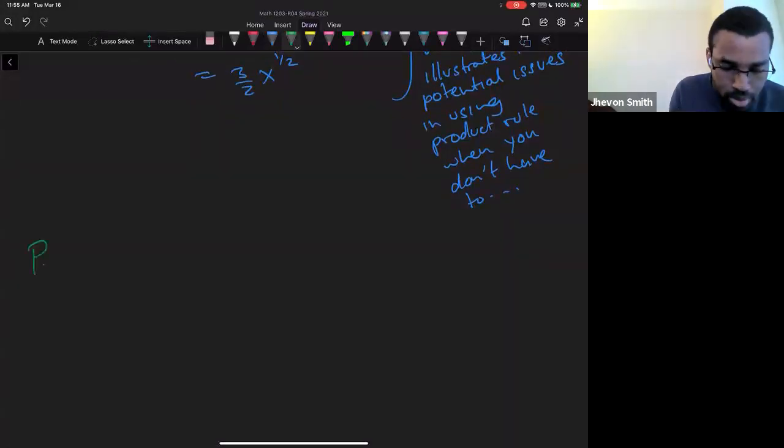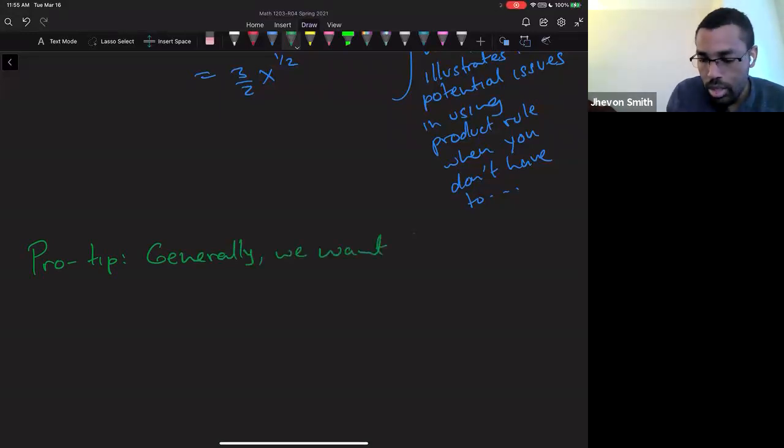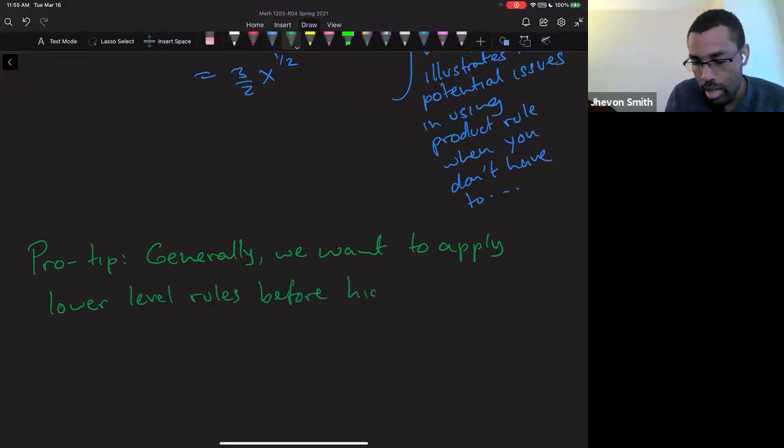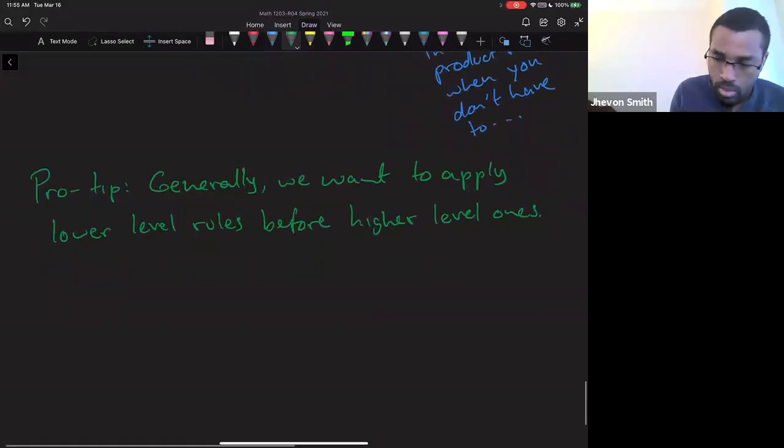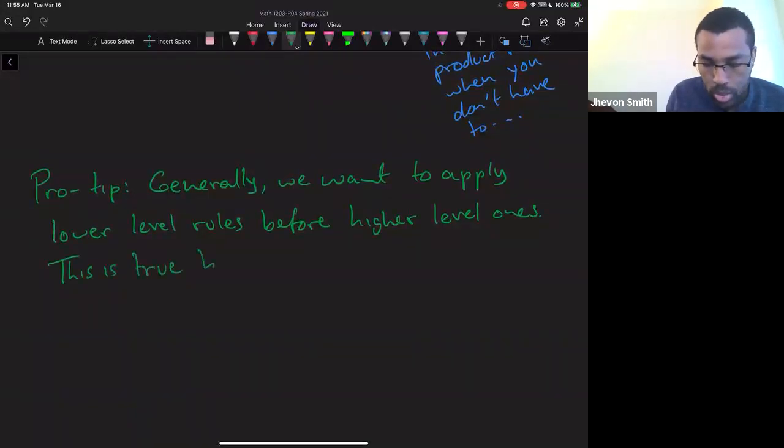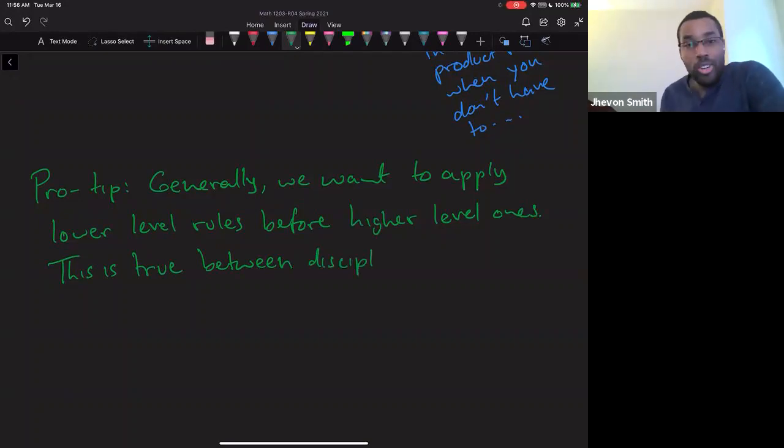Here I'll give you like a pro tip. Generally, we want to apply lower level rules before higher level ones. This is true between disciplines. It's actually a general life hack, to believe it or not.